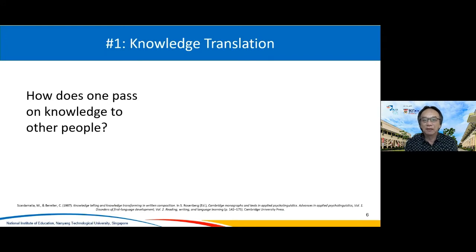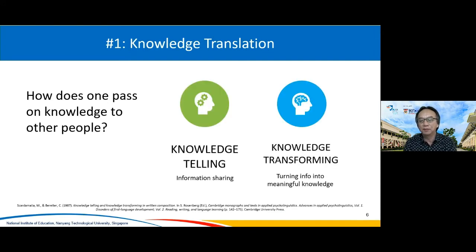What do I do when I try to translate knowledge from what I have seen from research to my students and to teachers out there and to other language teacher educators? How does one usually pass on knowledge from one person to another? I can see there are two ways of doing this. The first one is known as knowledge telling. We simply tell what it is, telling things like they are, basically.